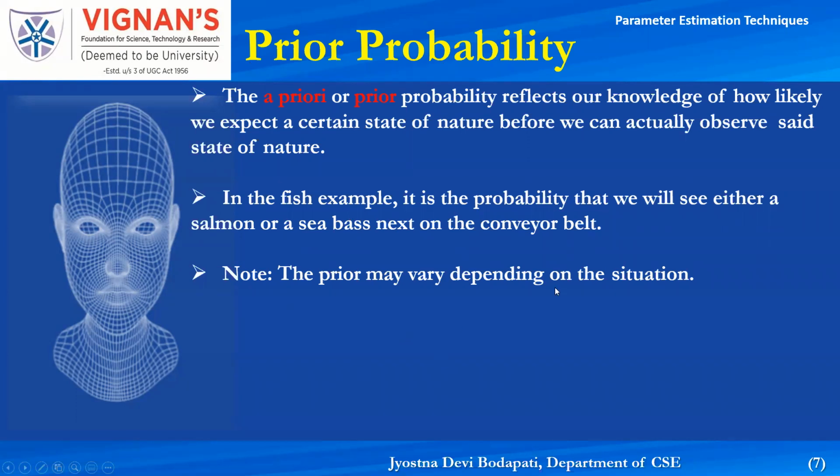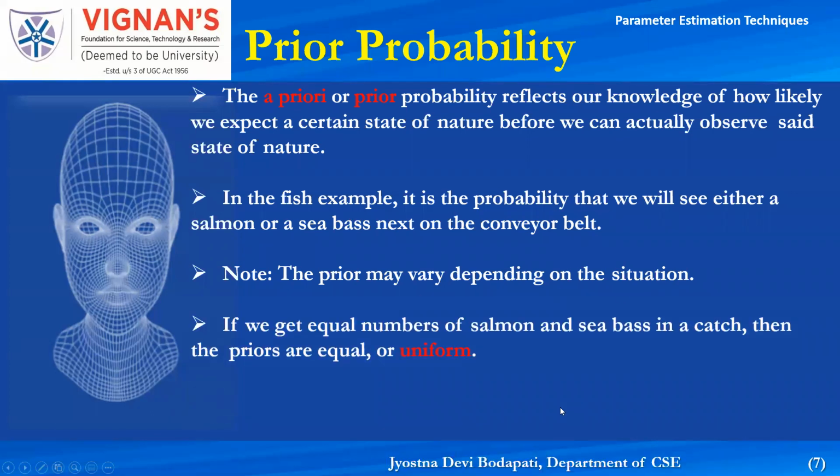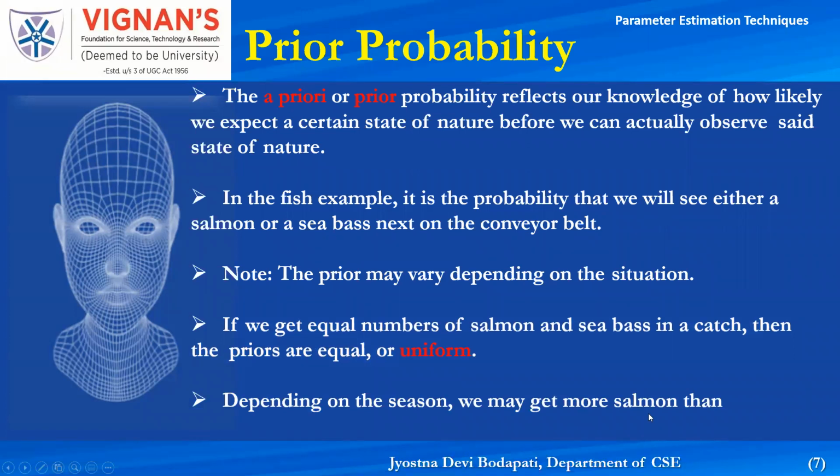And the prior probability may depend on the situation also. For example, based on the season, the proportion may change, right? In the fish example. So the prior may not be a constant value. It may change depending on the situation, or sometimes it may be equal also. So the probability of male students and the probability of female students may be equal. That could also be the case, right? When the prior probabilities are equal, we call them uniform priors.